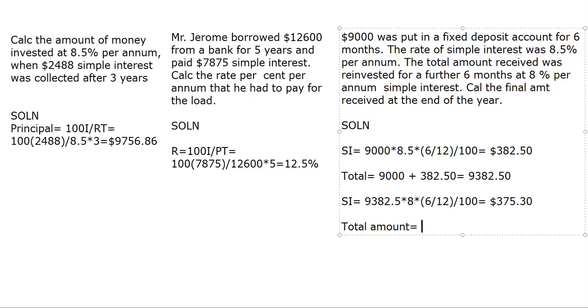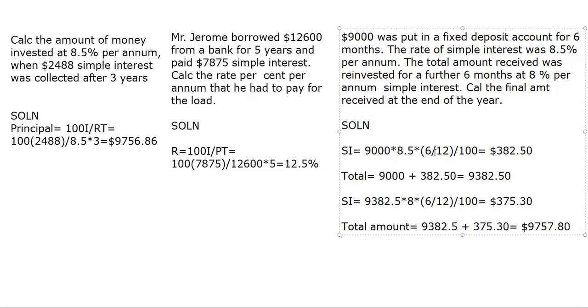What would we have to add? We'd add this new principal here, 9,382.5, and add the interest that we just worked out to it. And our total would be 9,757.80. Right? So this question was just like a two-step.